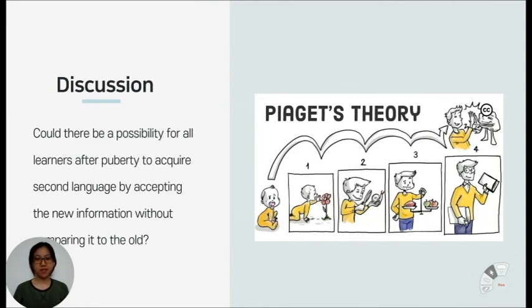So if that's the case, saying that children acquire language easier than adults, if adults can acquire language without using the equilibrium, can they acquire language easily as well? Is my question to you.